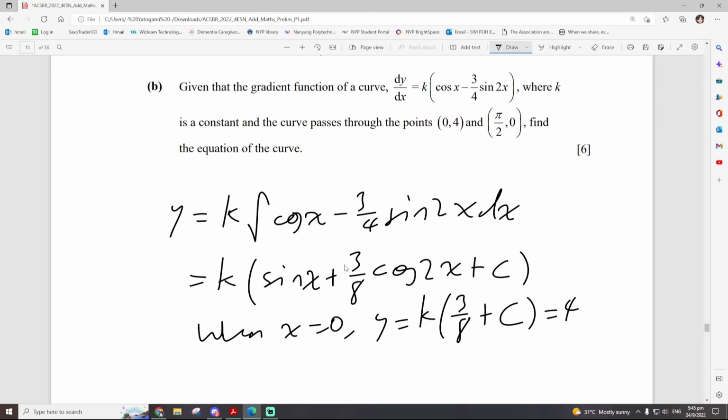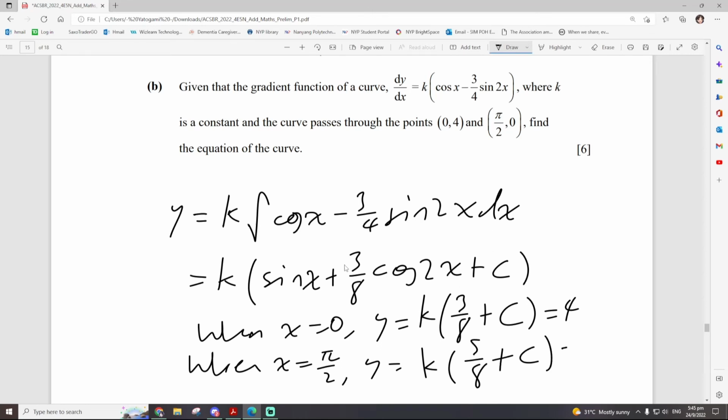Equals to 4. And when x equals to pi over 2, y equals to sine pi over 2 is 1, so you get k cosine 2x times of pi over 2 is negative 3 over 8, so you will get 5 over 8 plus c, and you will get 0.